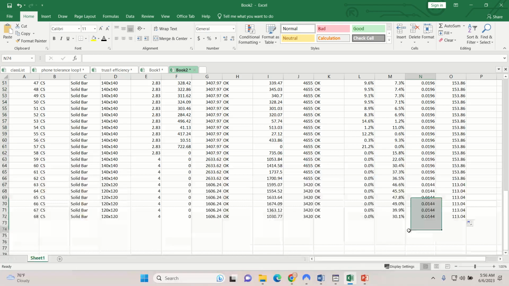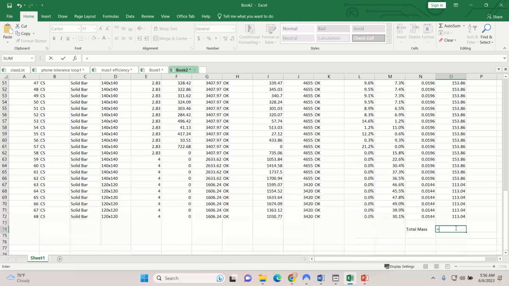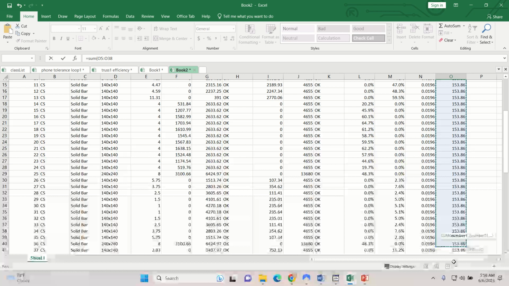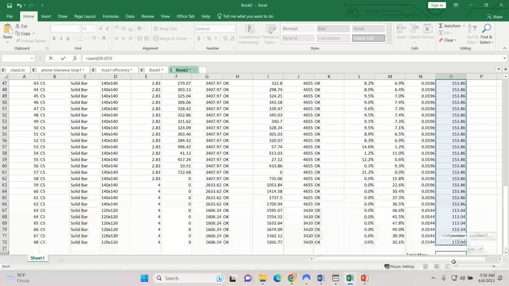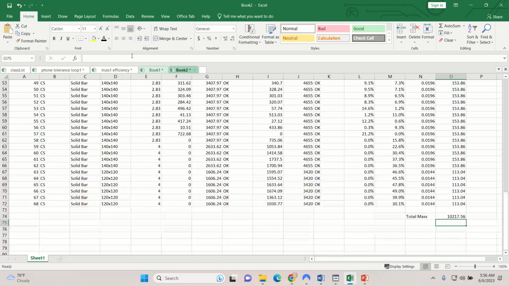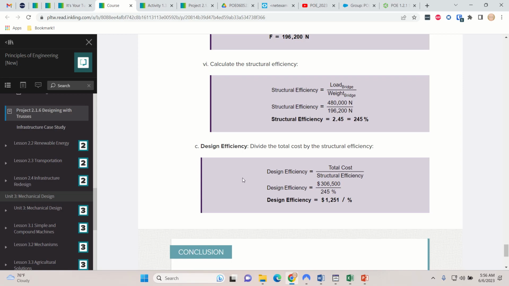Okay, in this one over here, I'm going to put total mass right here. Equals sum of all of these, close my parentheses. Total mass. Now, what did I have to do? I don't know. Let's go see.